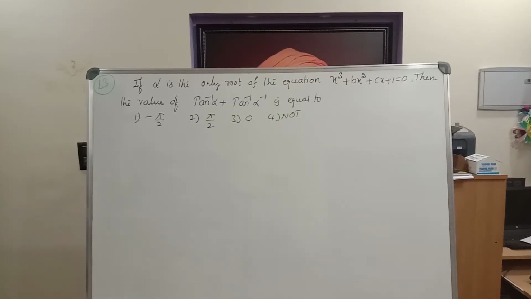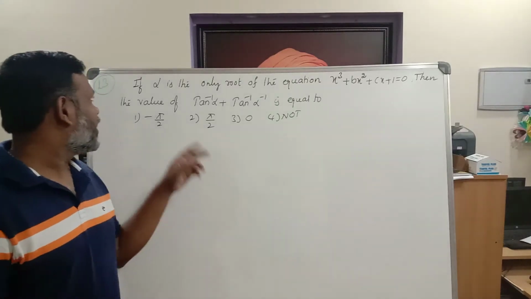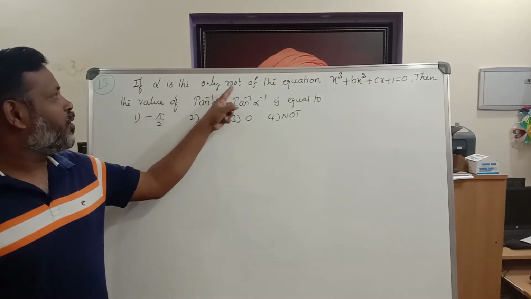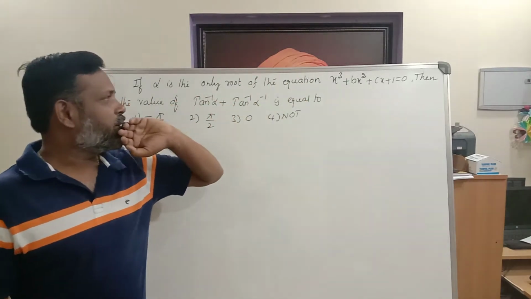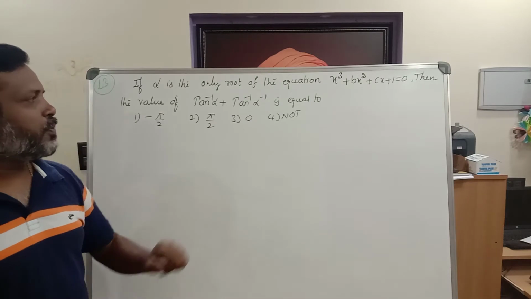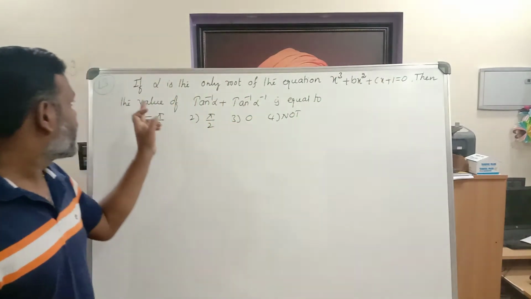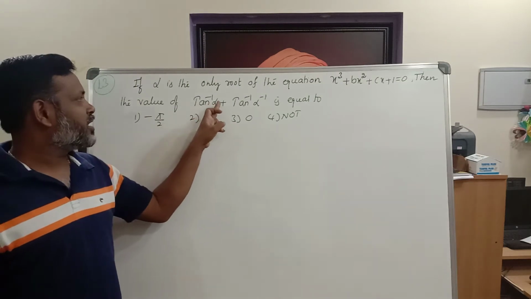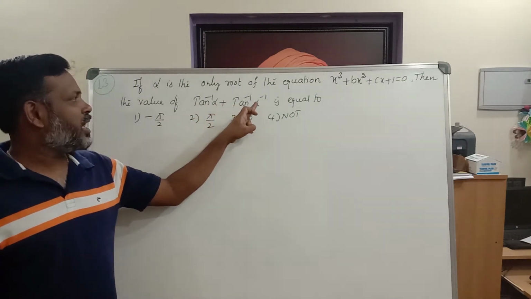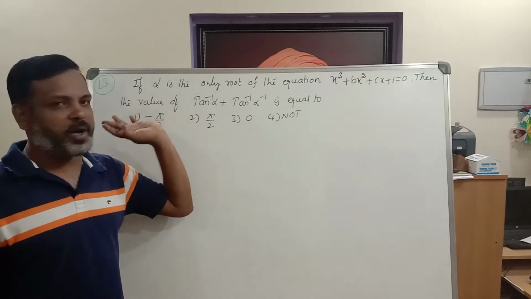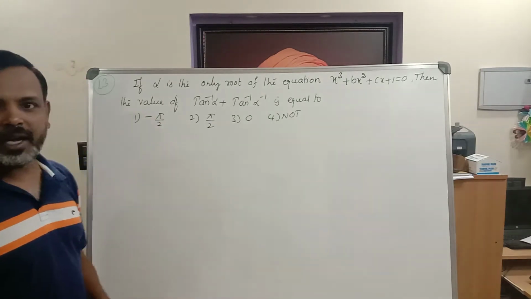Dear student, look at this, very important. Have a look. If alpha is the only root of the equation x cube plus bx square plus cx plus 1 is equal to 0, then the value of tan inverse alpha plus tan inverse alpha power minus 1 is equal to what?